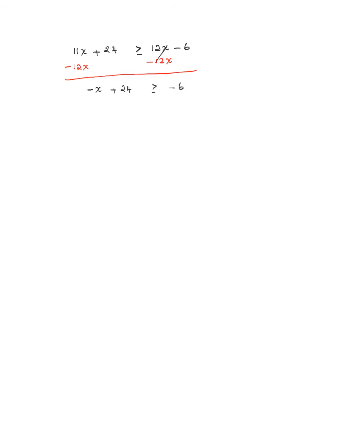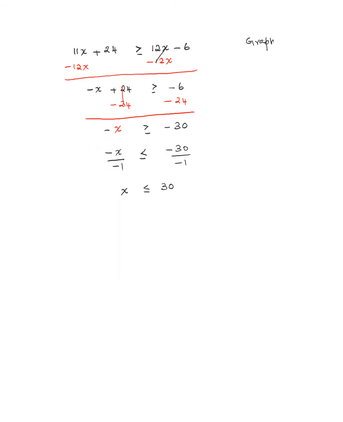Next, subtract 24 both sides. So we get negative x is greater than or equal to negative 30. So when you divide both sides by negative 1, remember to switch the inequality. So it means x is less than or equal to positive 30.